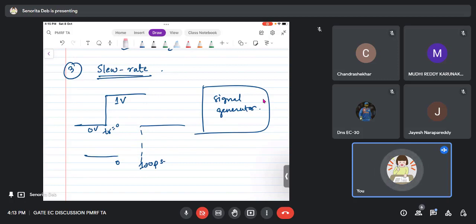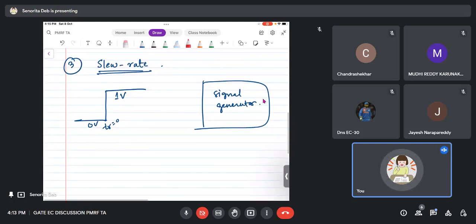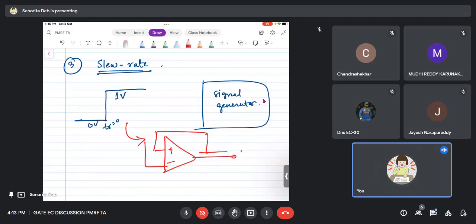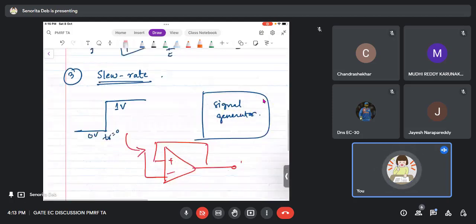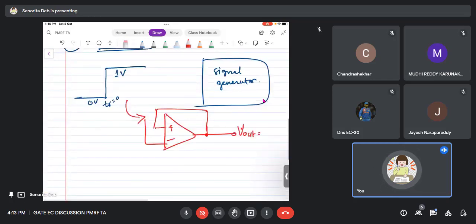So what will the op-amp do? If this input goes into the terminal of the op-amp, the output will change accordingly. Say I have connected it in a unity buffer fashion. Just check the circuit right now. In this circuit, V out will be equal to V in. How we'll see later, but V out is V in.